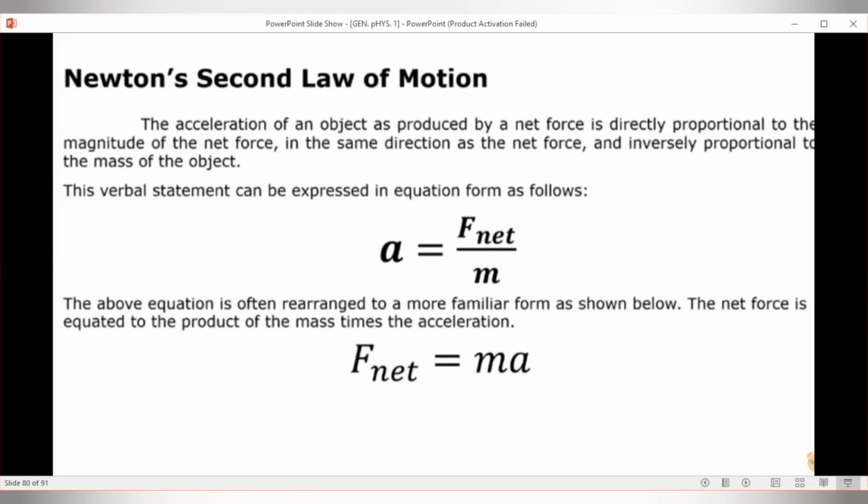And this equation is often rearranged, as I discussed last time. We can use the basic way of rearranging equations, the triangle method. And this can be F_net is equal to m times a.